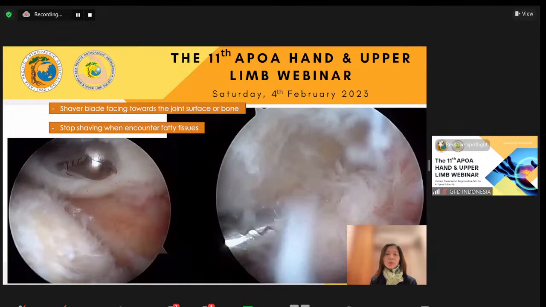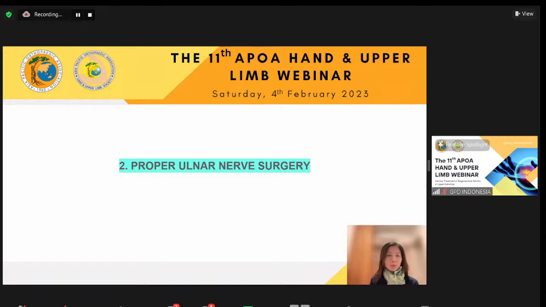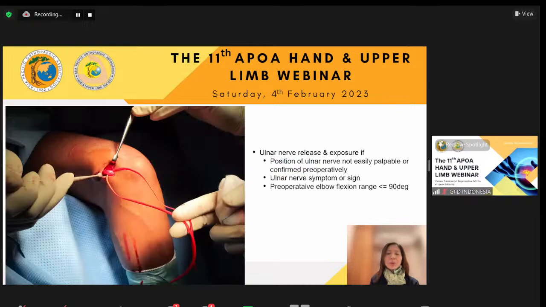nerves. Besides minimizing trauma from the surgery, we also have to offer ulnar nerve surgery whenever necessary. Please don't mind spending time on the nerve. It's worthwhile. We can release the ulnar nerve if the position of the ulnar nerve cannot be easily palpated or confirmed preoperatively, or if the patient has ulnar nerve symptoms or signs, or there is a preoperative elbow range of motion of less than 90 degrees of flexion.